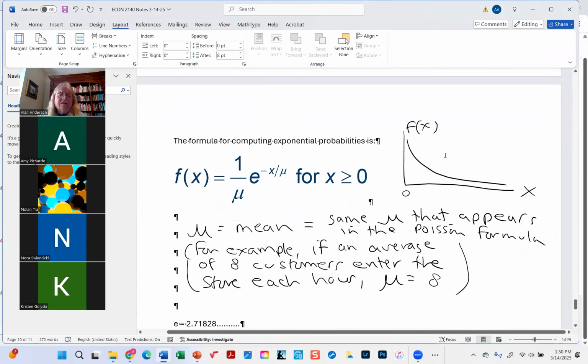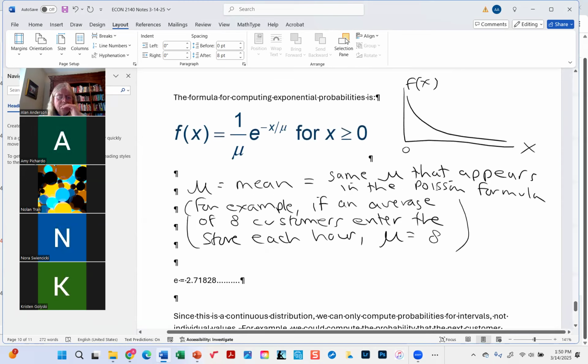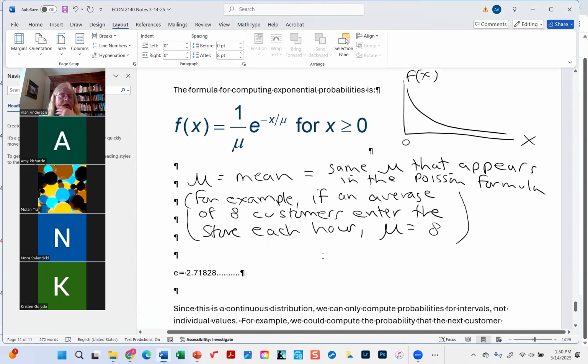It's a curve that declines continuously as x increases. And there are some very familiar terms in here. For example, mu is the mean, which is the same mean that we saw in the Poisson distribution. So in other words, for that problem with the customers, if an average of 8 customers come in the store every hour, that means that mu is equal to 8. And e, remember that from the Poisson distribution, is approximately 2.71828.